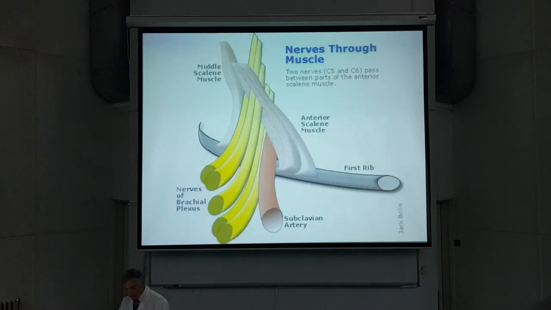Sometimes one or two or three of the roots of the brachial plexus pass inside the scalenus anterior. And when these muscles contract, they produce problems, motor or sensory, in the upper limb.